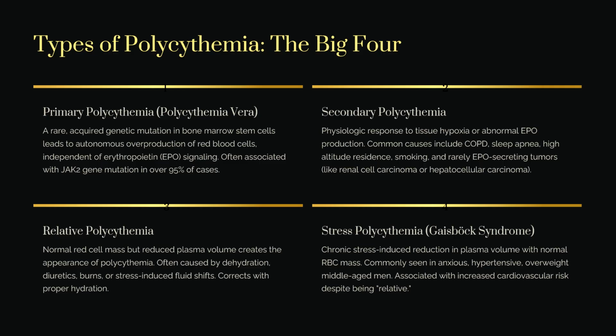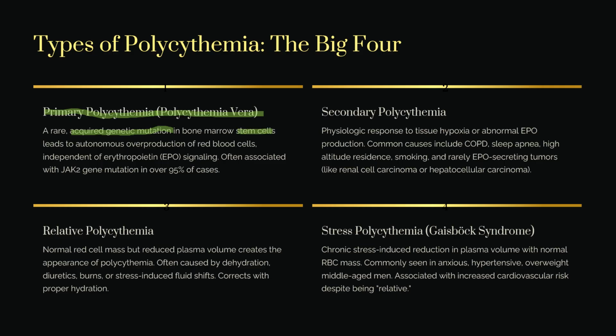Now, regarding the classification of polycythemia, there are basically four classifications. Number one is primary polycythemia, which is known as polycythemia vera. It is very rare and it is due to an acquired genetic mutation. When a specific gene dedicated to the production of certain cells is mutated, the bone marrow stem cells lead to autonomous overproduction of red blood cells.